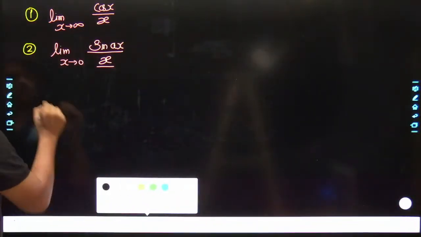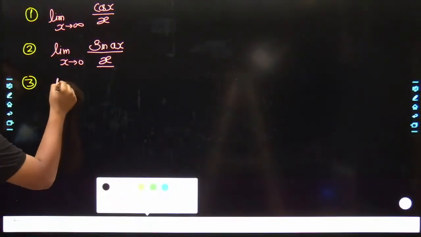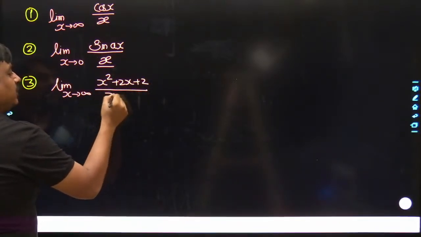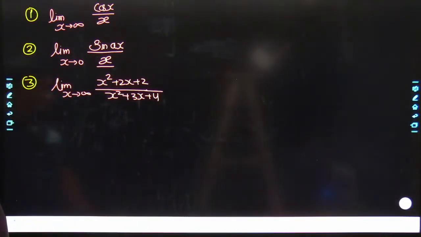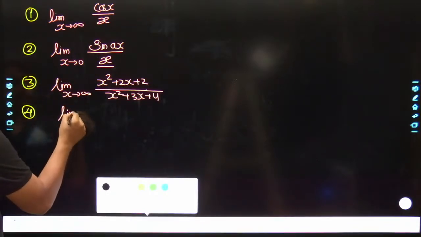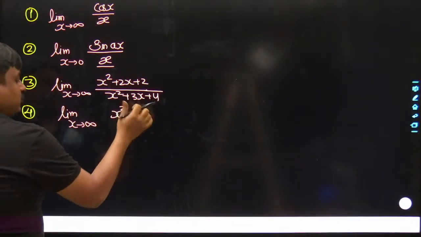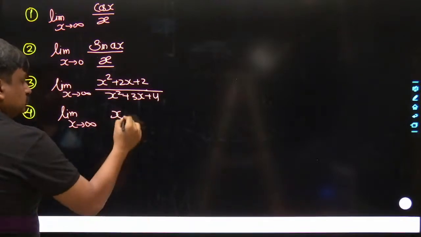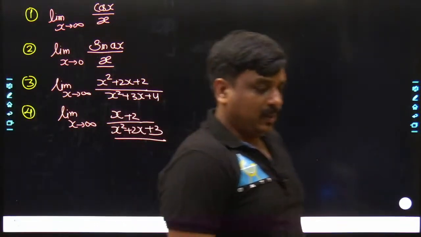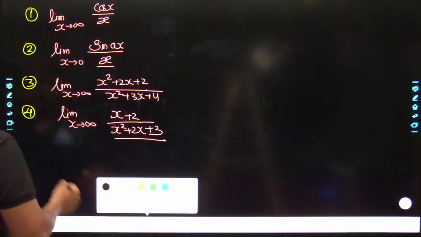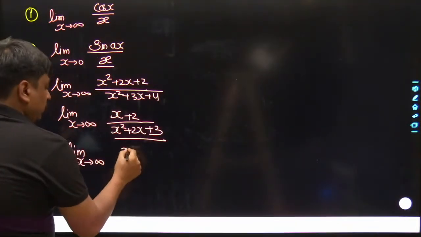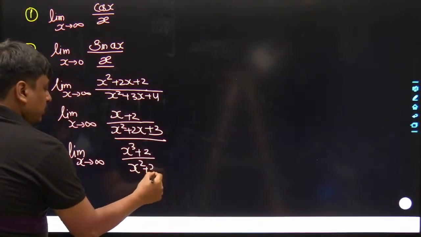In the same sequence, let me take the third question. And that is limit x tends to infinity, x square plus 2x plus 2 divided by x square plus 3x plus 4. In the same sequence, let me take the fourth question. And that is limit x tends to infinity. Let's change it to x plus 2 divided by x square plus 2x plus 3. In the same sequence, let me take the fifth question. It is limit x tends to infinity. Let's take x cube plus 2 divided by x square plus 3x plus 2.